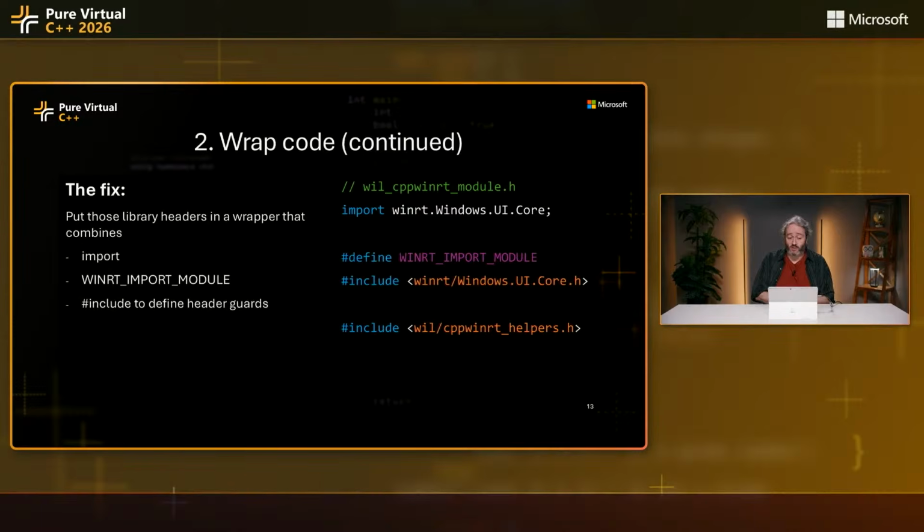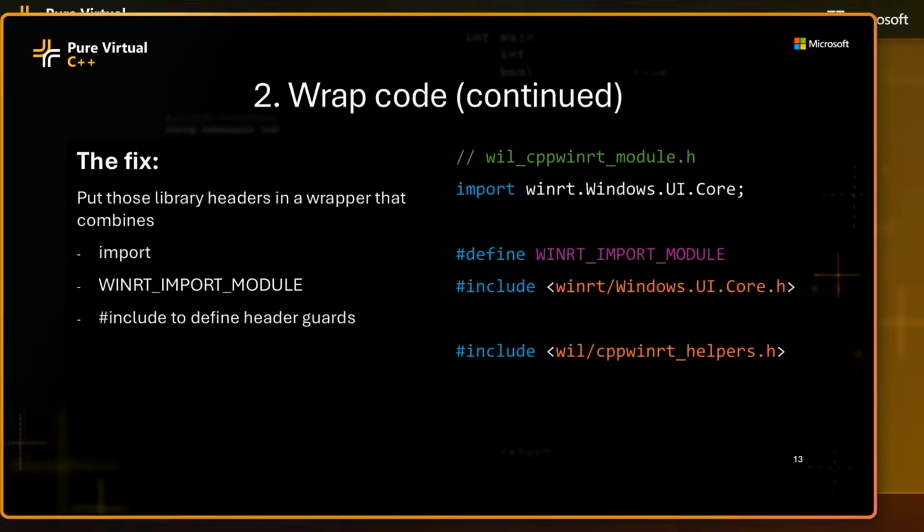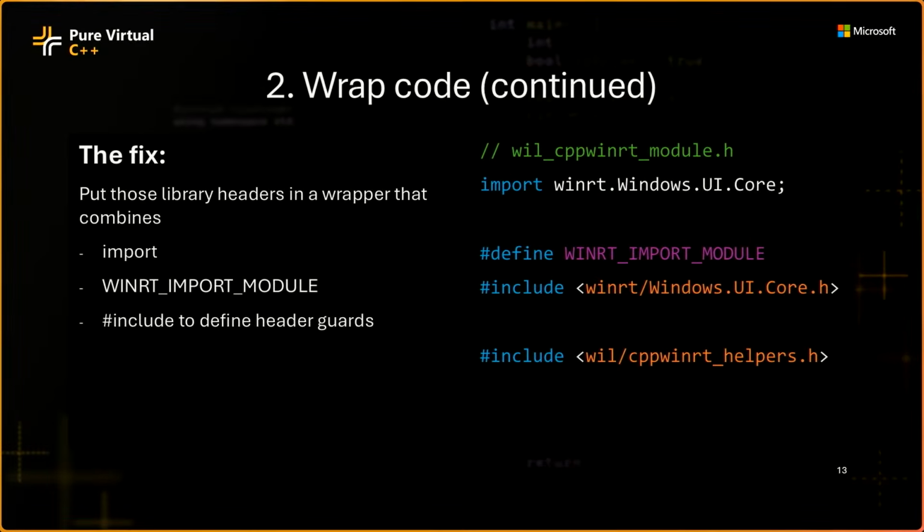Well, put those library headers in a wrapper that combines import to get the types, define WinRT import module to nullify the headers, and then we're going to go ahead and include WinRT headers so those header guards get defined, and so that this library will now be aware that these types exist and the namespace exists and we can use them safely. And then go ahead and include, in this case, Wil C++/WinRT helpers. Include that library header. And then in all the places where you used to be including this library, go ahead and include the wrapper header instead.